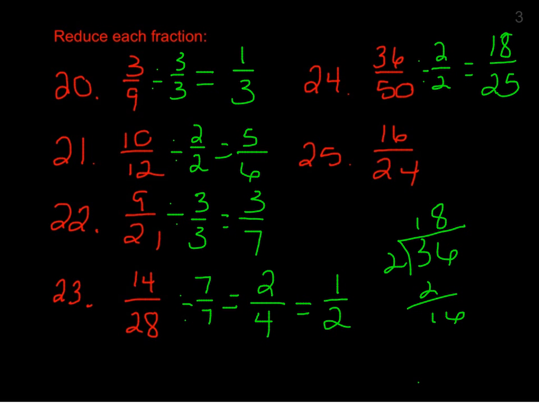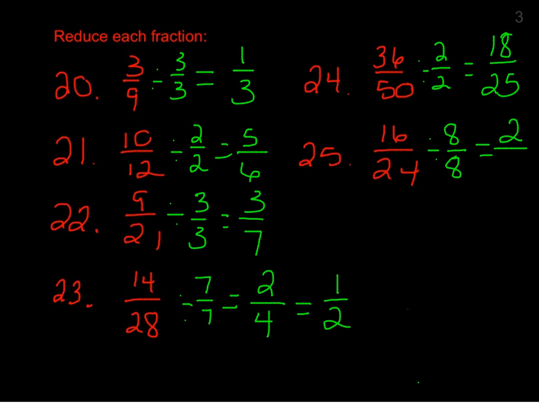Looking at 16 and 24, the greatest common factor there, think about it, you know 4 goes into them, you know 2 goes into them, but so does 8. So we'll divide them both by 8. 16 divided by 8 is 2, and 24 divided by 8 is 3.